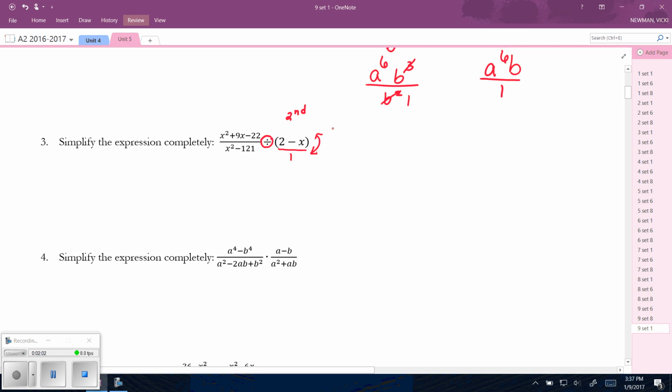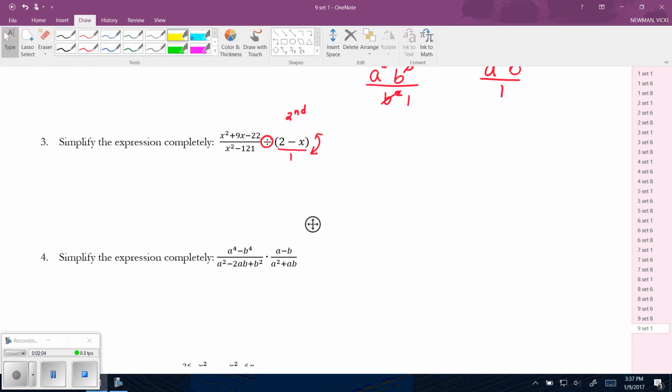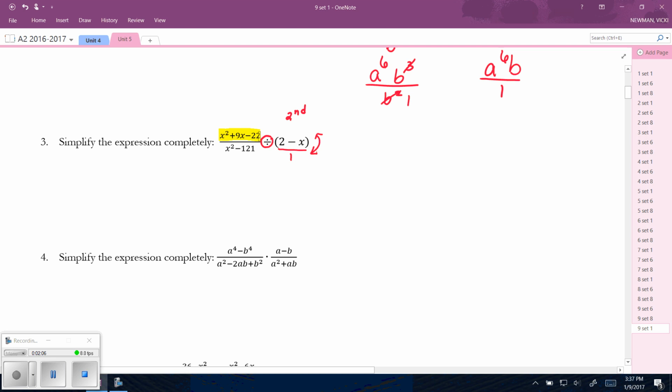Then you need to factor everything. So I'm going to go ahead and factor x squared plus x minus 22 to be x plus 11, x minus 2. And on the denominator there, I have a difference of two squares. x squared minus 121 is x plus 11 and x minus 11. Times, flip this fraction, so 1 over 2 minus x.